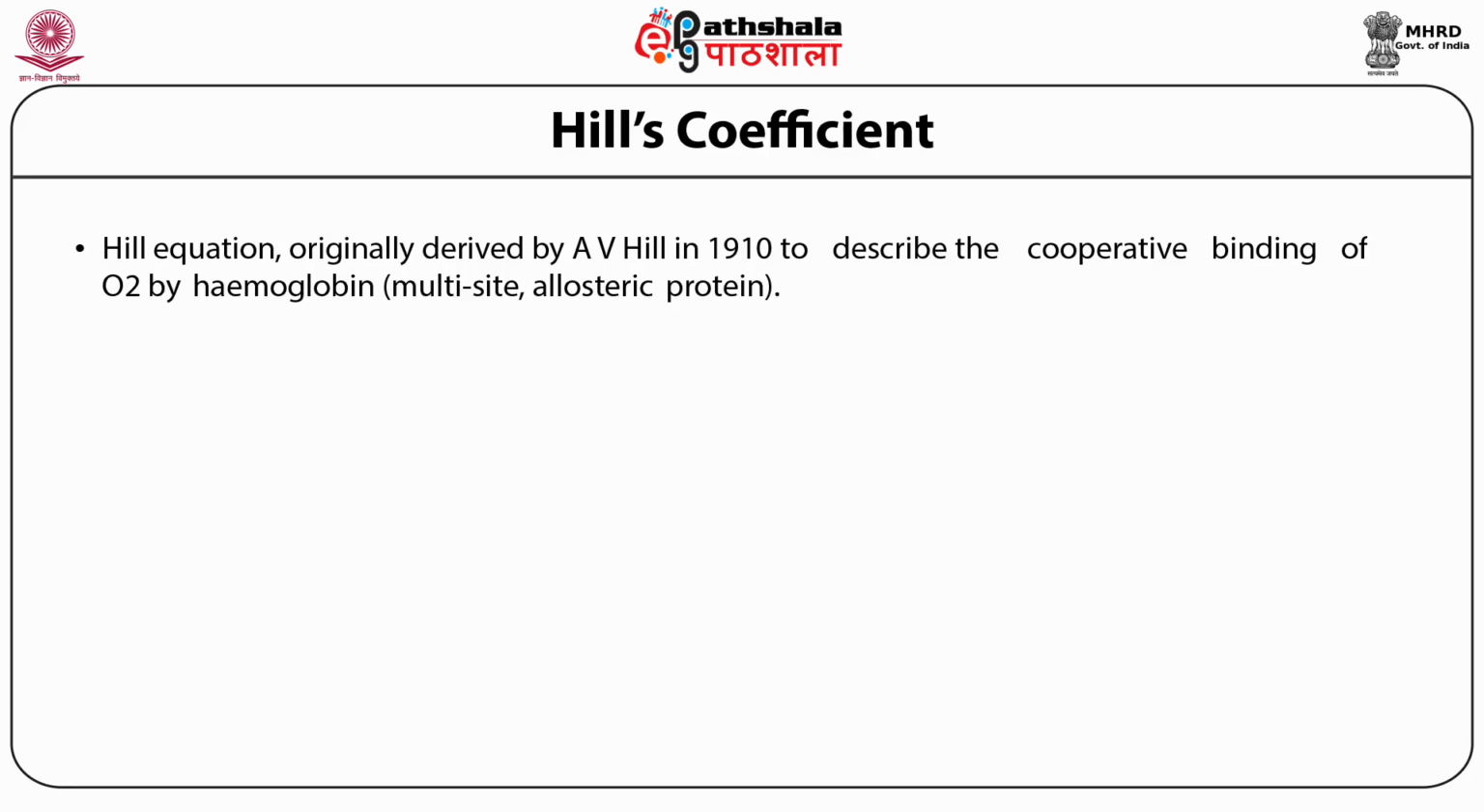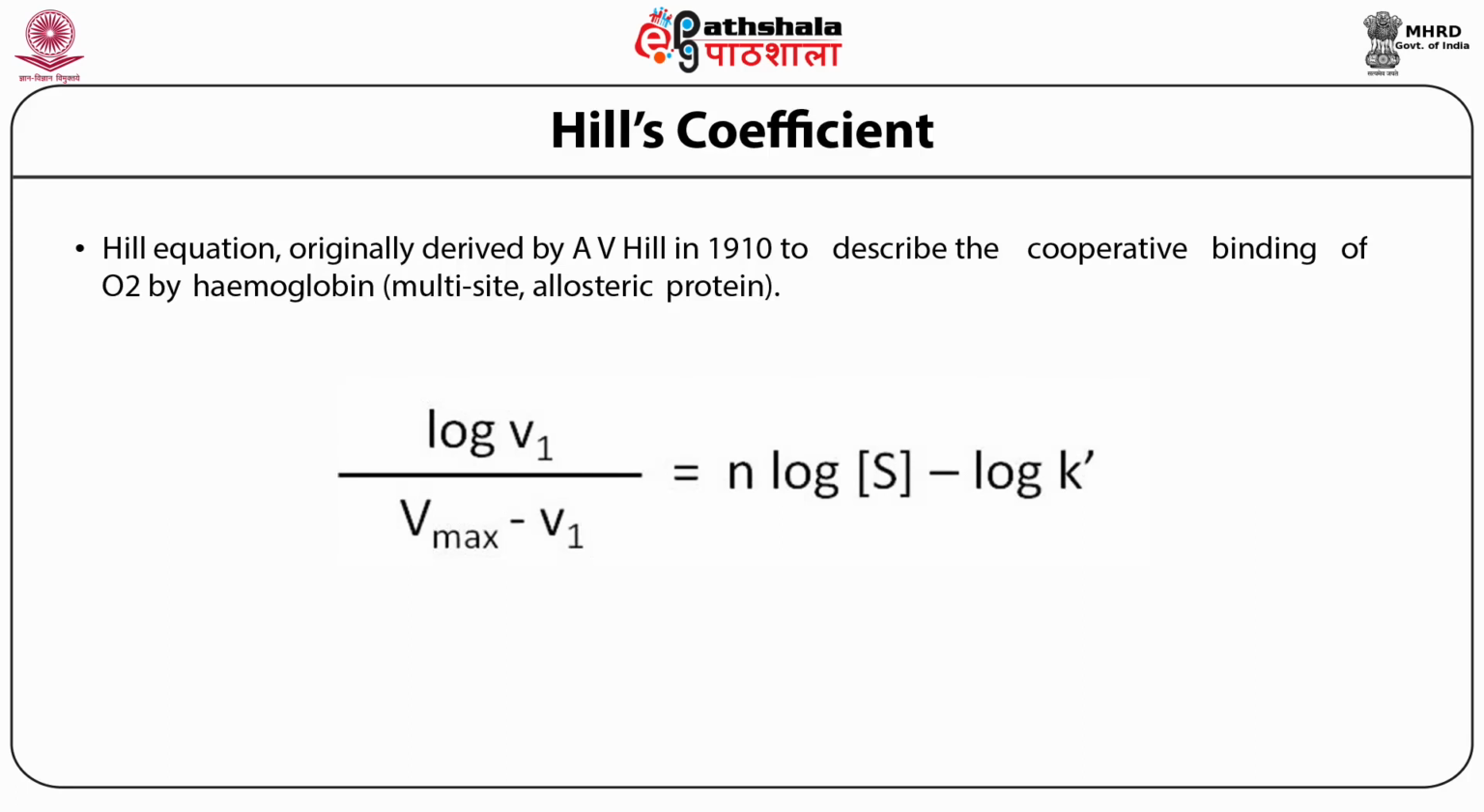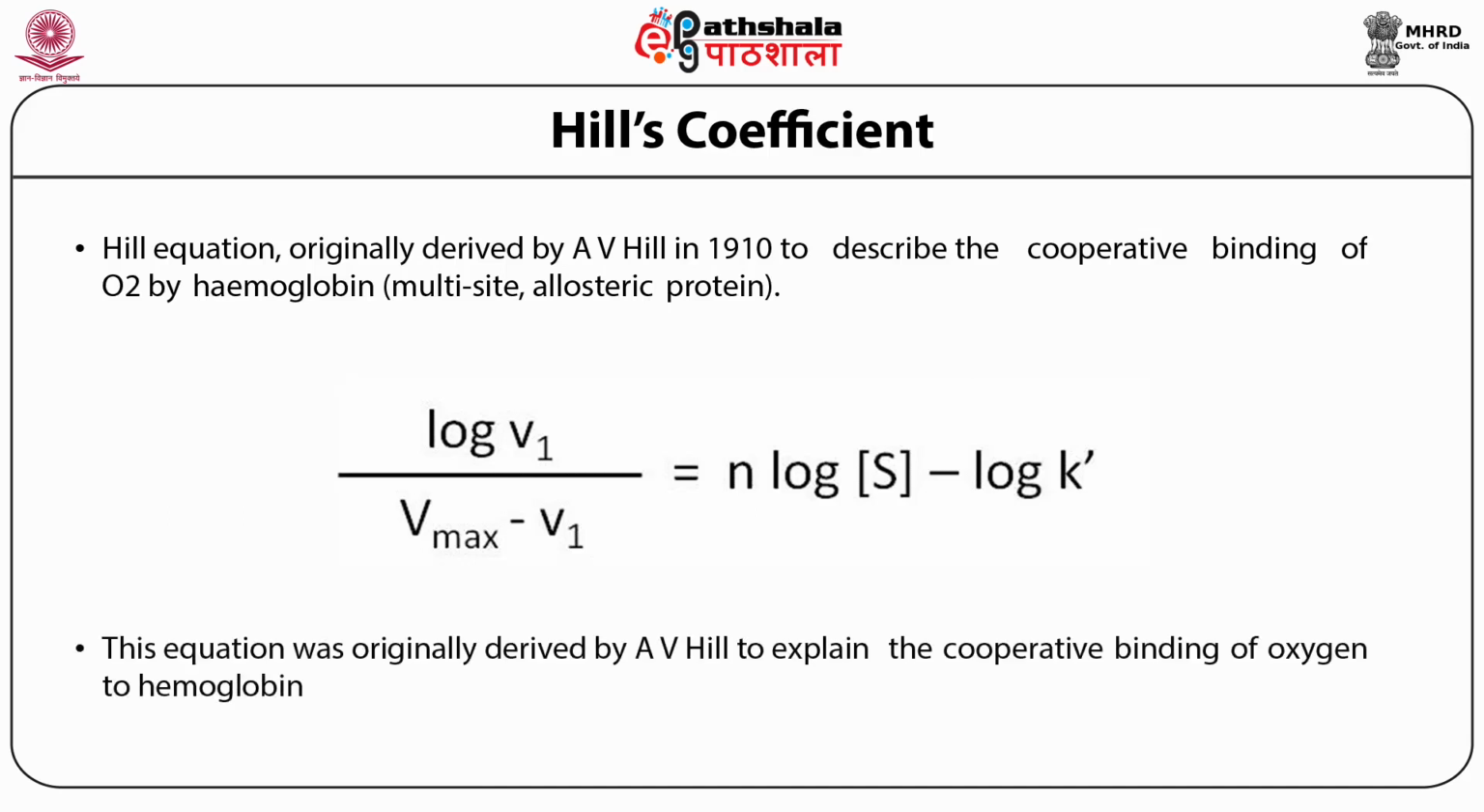So in this equation, which is log V1 over Vmax minus V1 is equal to n log substrate concentration minus log K dash, this equation states that when substrate concentration is low relative to K dash, the initial reaction velocity increases as the nth power of substrate concentration.